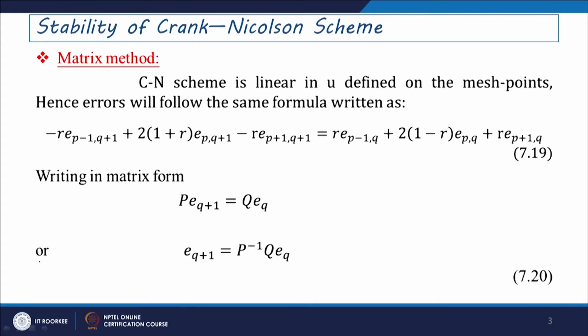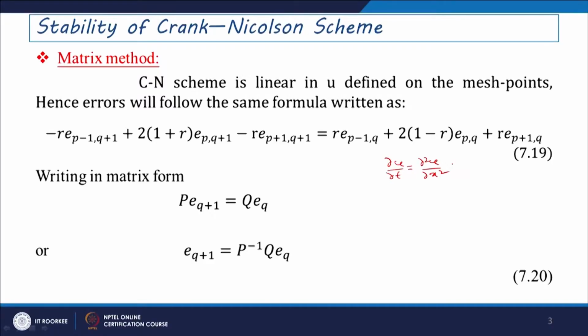equations of the form del u by del t equals del square u by del x square, then we can obtain the discretized scheme in the form of minus r u(i minus 1, j plus 1) plus 2 into (1 plus r) u(i, j plus 1) minus r u(i plus 1, j plus 1) equals r u(i minus 1, j) plus 2 into (1 minus r) u(i, j) plus r u(i plus 1, j).